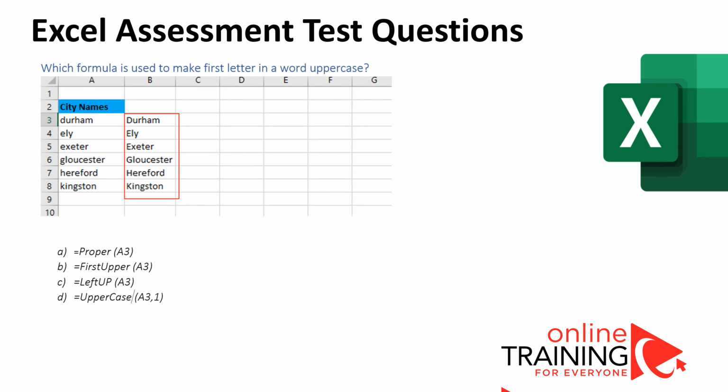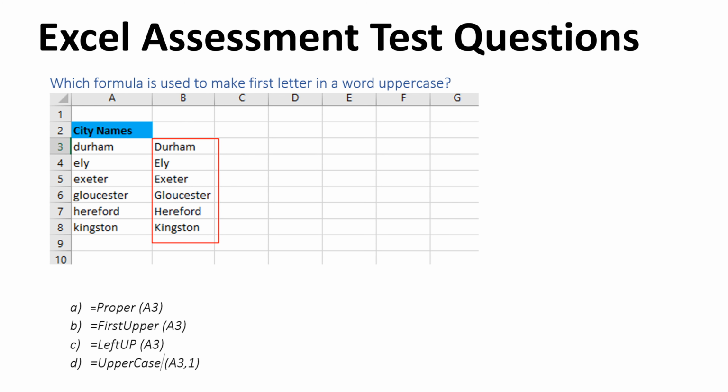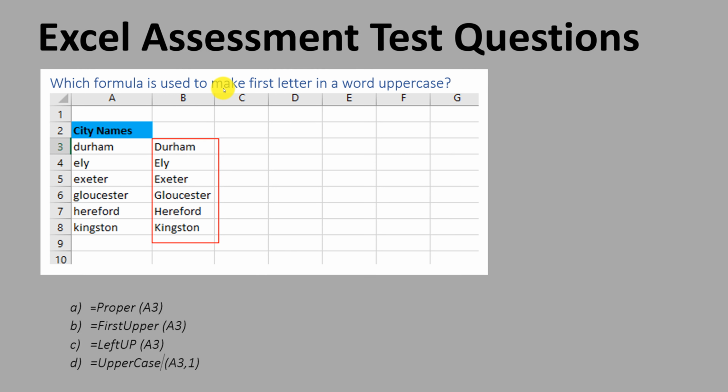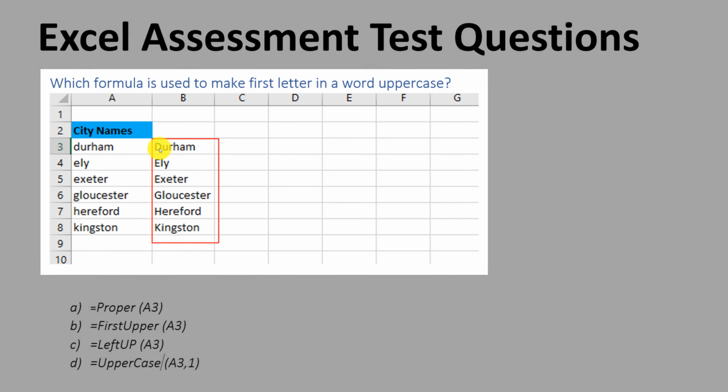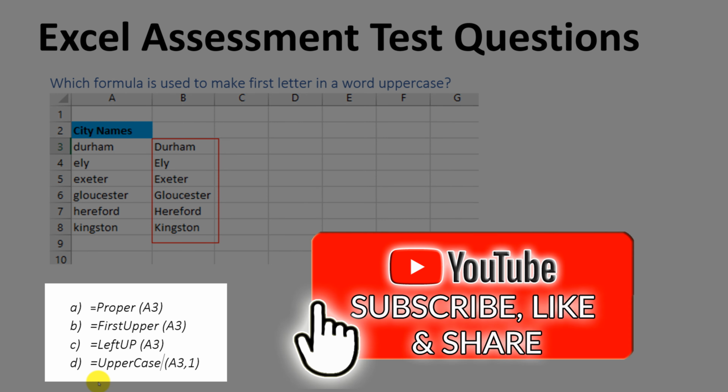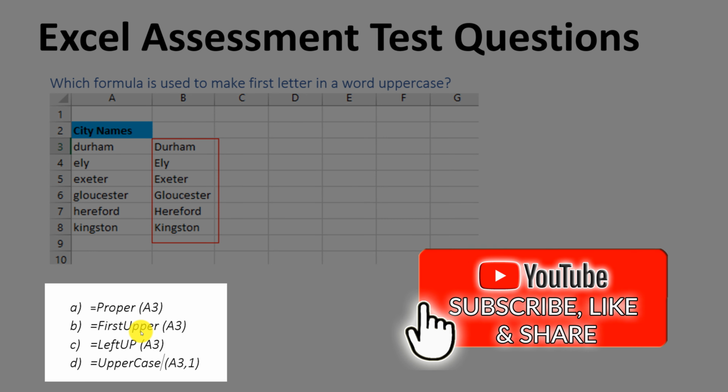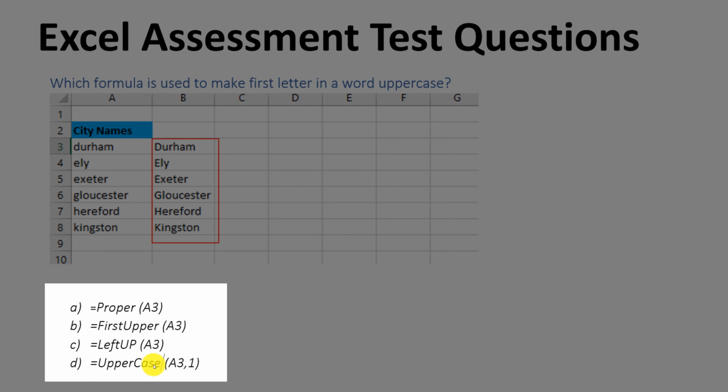Very often, you might be tested on your knowledge to manipulate Excel strings. This is a sample question in this category. Which formula is used to make the first letter in a word uppercase? What we see here on the screen, in column A, all values are lowercase. In column B, the same values are represented with only the first character uppercase. And there are 4 choices presented: A, proper, first upper, left up, and uppercase. Which one would you choose?